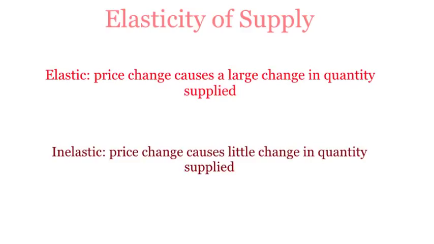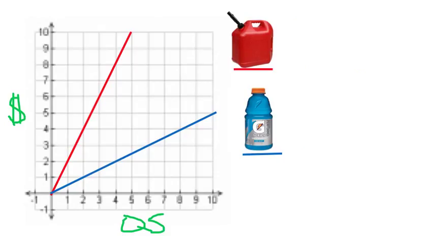Elasticity of supply, another fairly easy concept. We're going to look at that right now. If a good is considered elastic, that means a price change causes a large change in quantity supplied, and if a good is considered inelastic, that means a price change causes little or no change in quantity supplied. And we're going to look at 2 goods and decide which is elastic and which is inelastic right now. Here you have 2 goods, gasoline and Gatorade, and we are going to use the graph to determine which good is elastic and which good is inelastic.